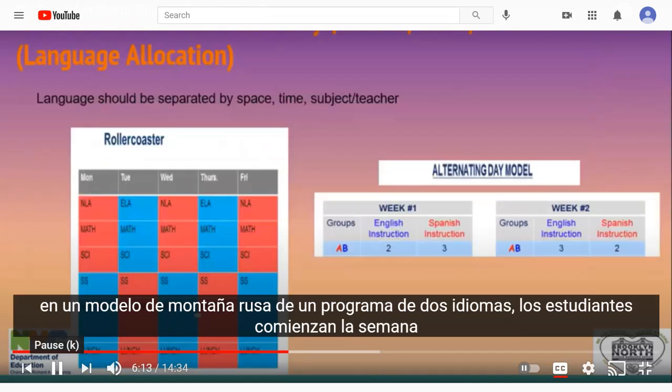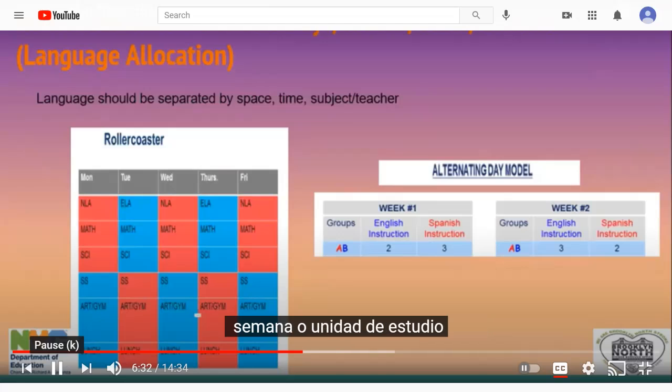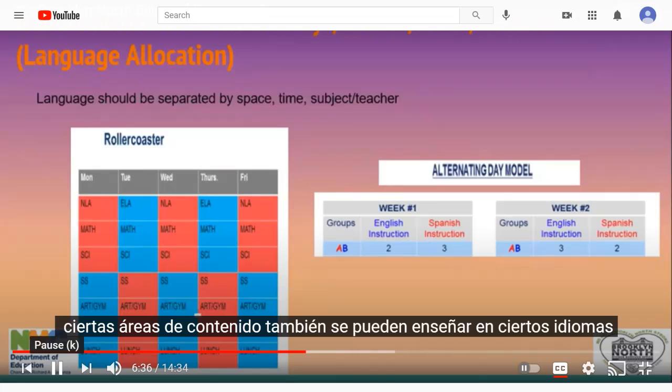In a roller coaster model of a dual language program, students begin the week in one language and then switch to the other language in the afternoon. The following day, they start with the other language in the morning and switch again in the afternoon. Other programs switch by day, week, or unit of study. Certain content areas may also be taught in certain languages.